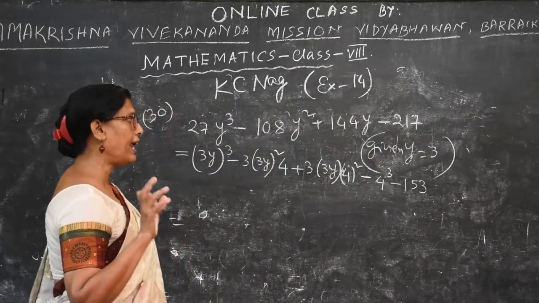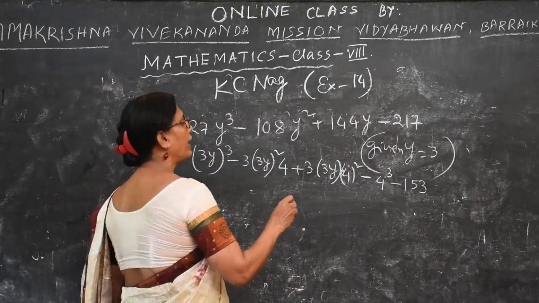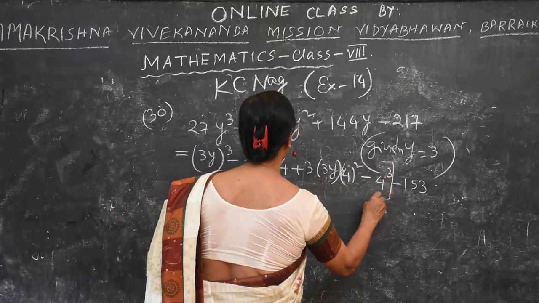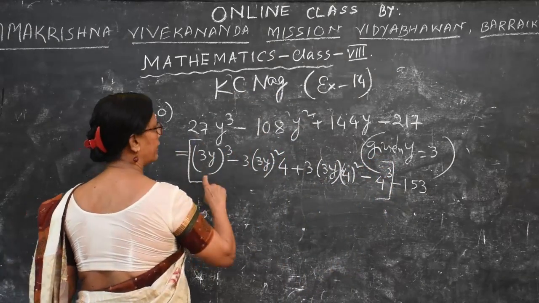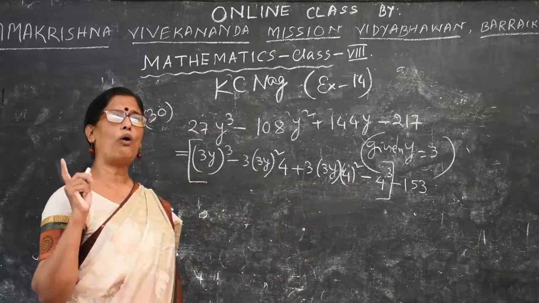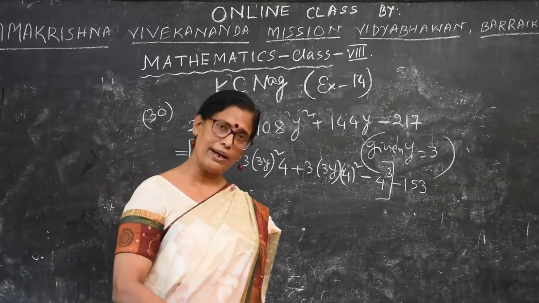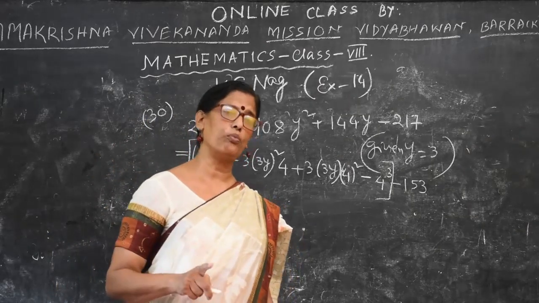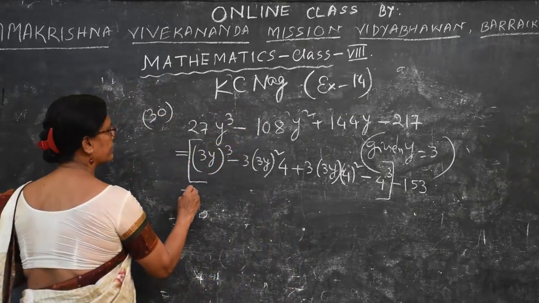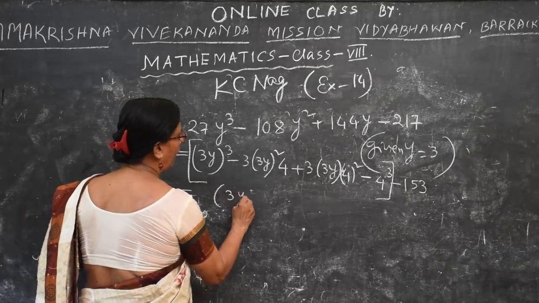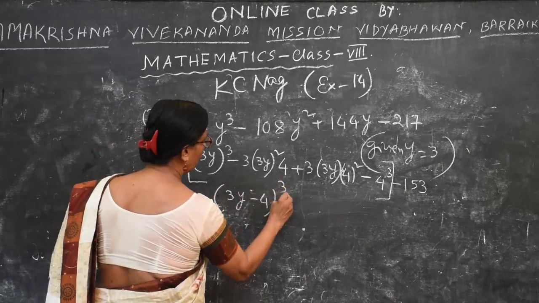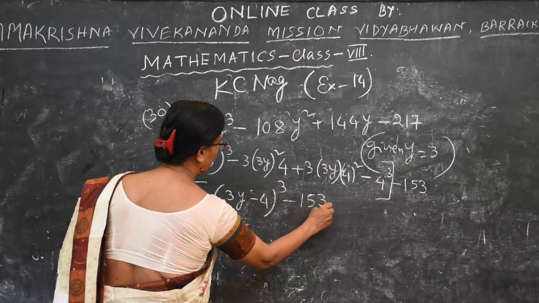Please students, be very cautious about this one. If it is not given, then we adjust it as a formula. But the formula must be applied on the left side. All the sum must be carried out by the formula. So here it is (3y minus 4) whole cube minus 153.